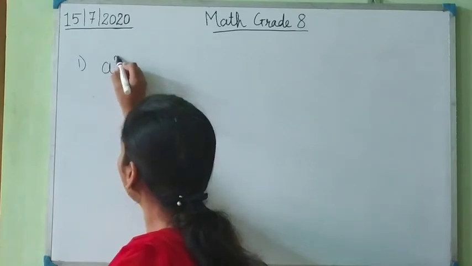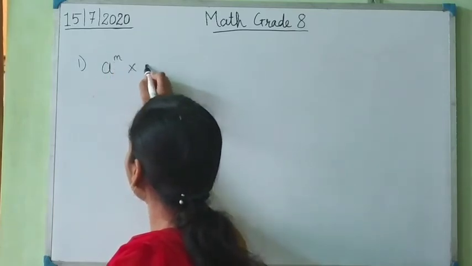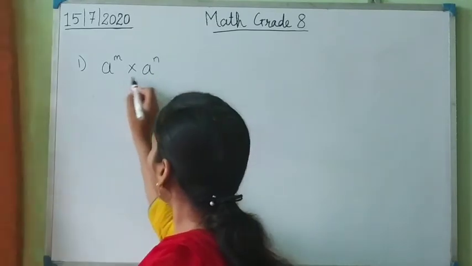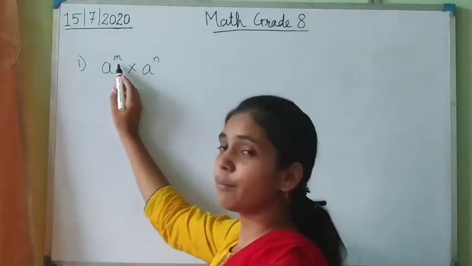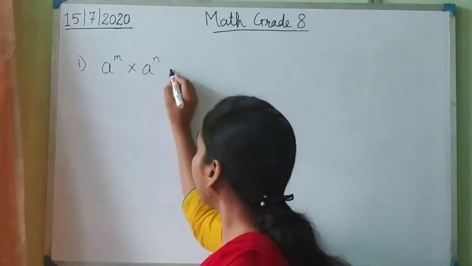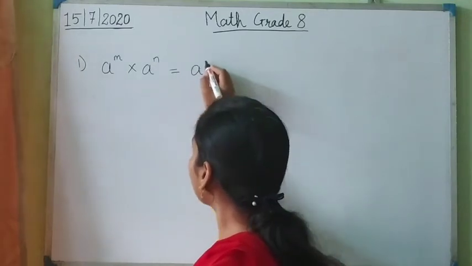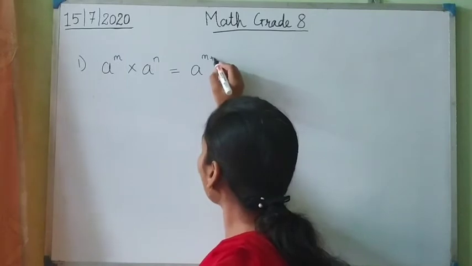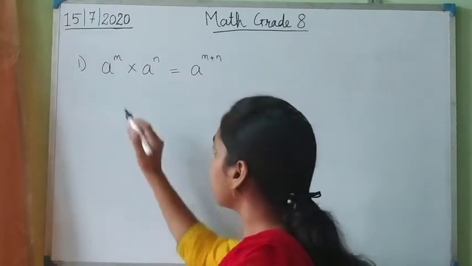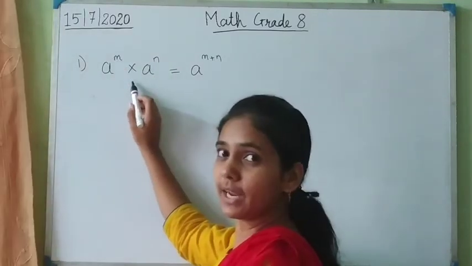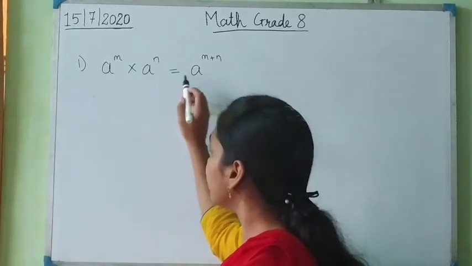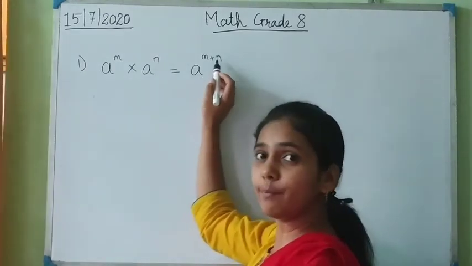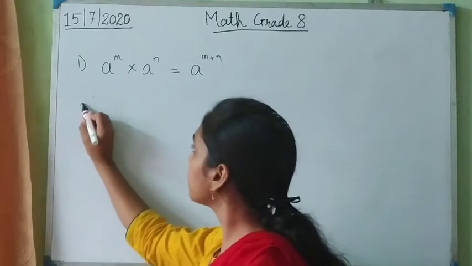If two numbers with the same bases but different powers are multiplied, then the answer is the same base raised to the sum of their powers, right? That is a raised to m multiplied by a raised to n. The answer is a raised to the power m plus n. Okay, so this was the first law.